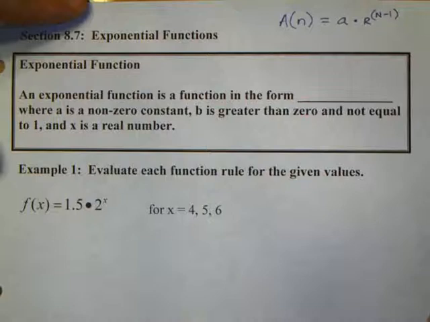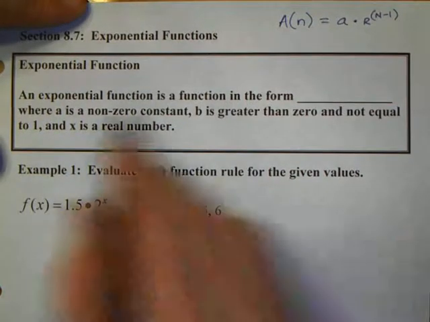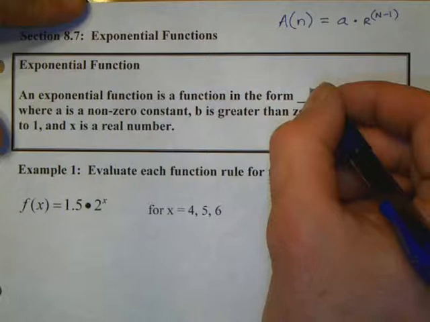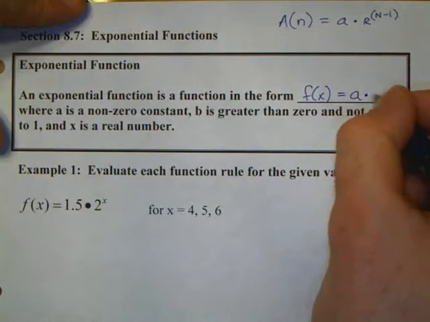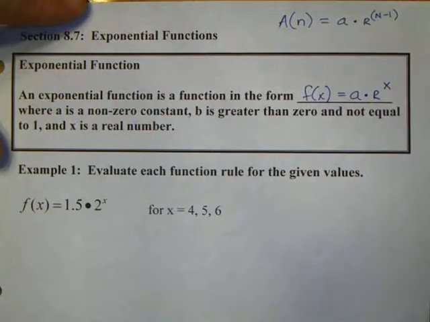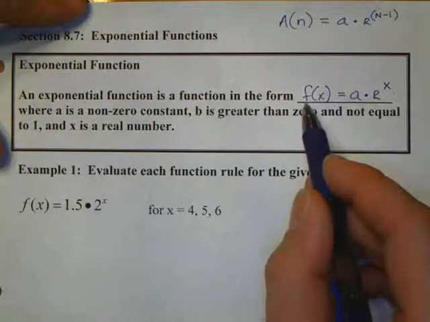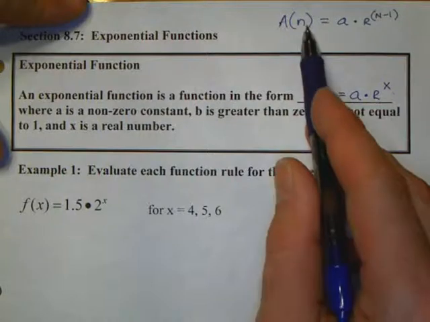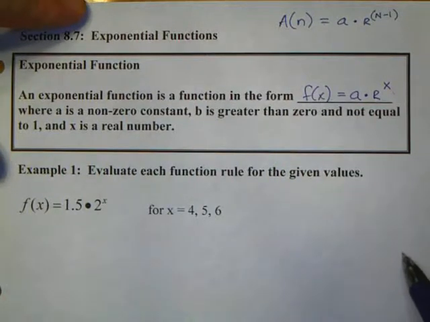Now, in this case, an exponential function is very similar to this formula. An exponential function is going to be a function in the form f of x equals a times r raised to the x. The only real difference is instead of n minus 1, we're going to have an x. We still have function notation f of x, and instead of putting in for n, we're going to put in for x.